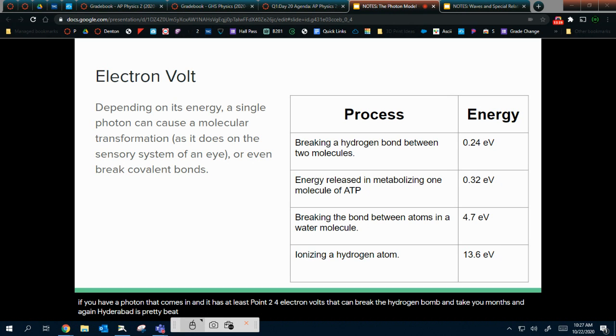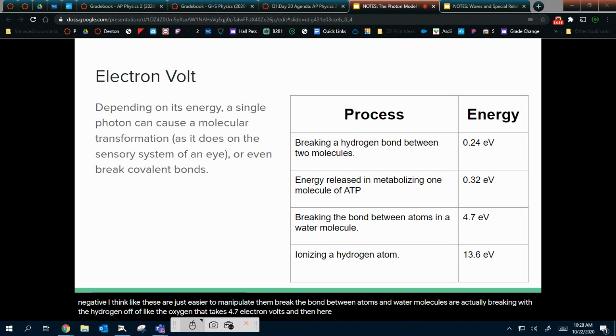Energy released in metabolizing 1 molecule of ATP. I know this is not a biology class, but you guys should remember ATP at least. It does something, right? The energy released is about 0.32 electron volts. And so you can see that down on the molecular level, an electron volt is a much more reasonable thing. If we were writing this in joules, it would be like 0.65 times 10 to the negative 19. These are just easier to manipulate. Then breaking the bond between atoms in a water molecule, actually breaking the hydrogen off the oxygen, takes 4.7 electron volts.